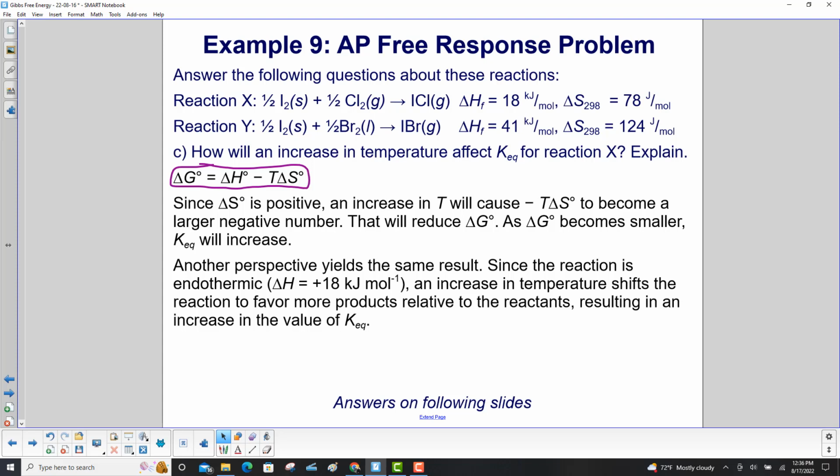Another perspective yields the same result. Since the reaction is endothermic, because delta H is a positive number, an increase in temperature shifts the reaction to favor more products relative to the reactants, resulting in an increase in the value of the equilibrium constant.